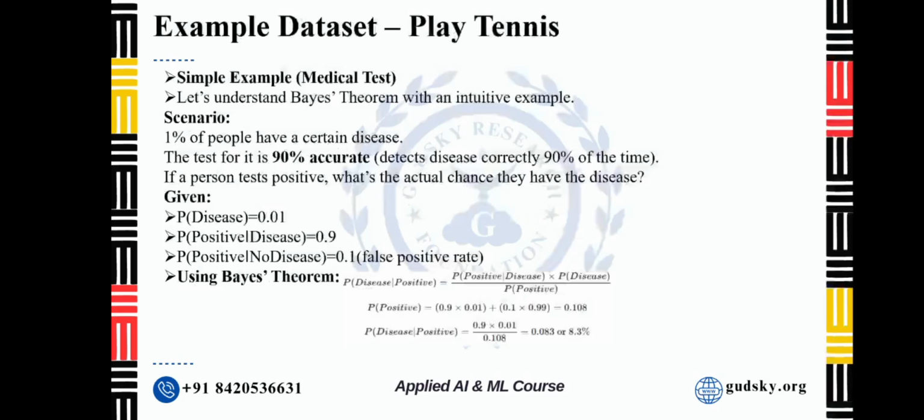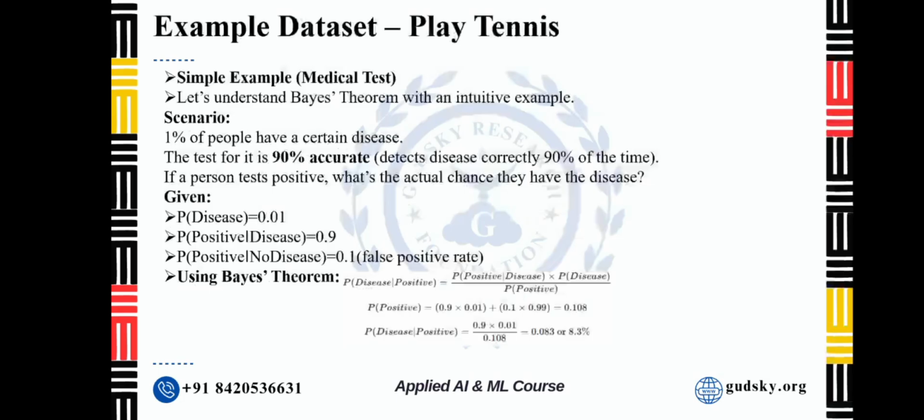1% of people have a certain disease. The probability is 0.01, that means 1%. Now let's say there is a medical test that's 90% accurate. If a person has the disease, the test is positive 90% of the time.